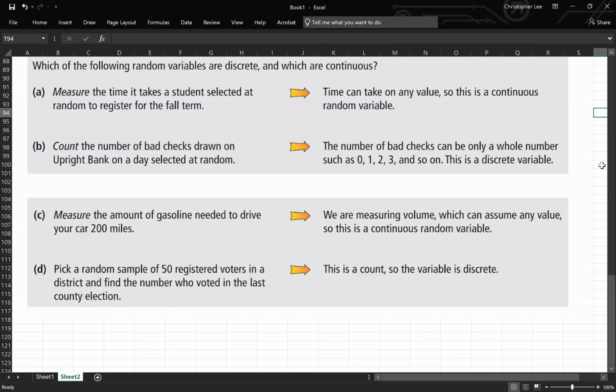Measure the amount of gasoline needed to drive your car 200 miles. Y'all seen them gas prices lately? Yeah, man. It's viral.